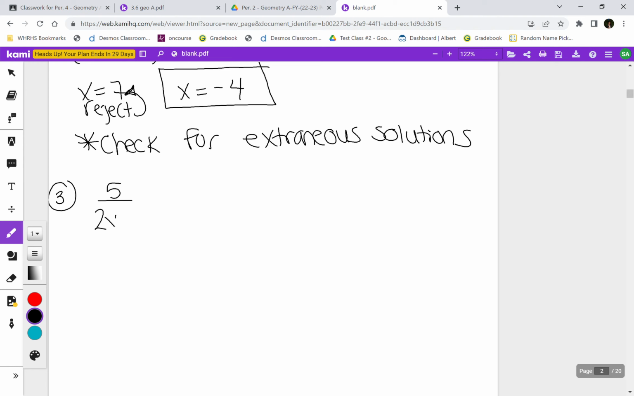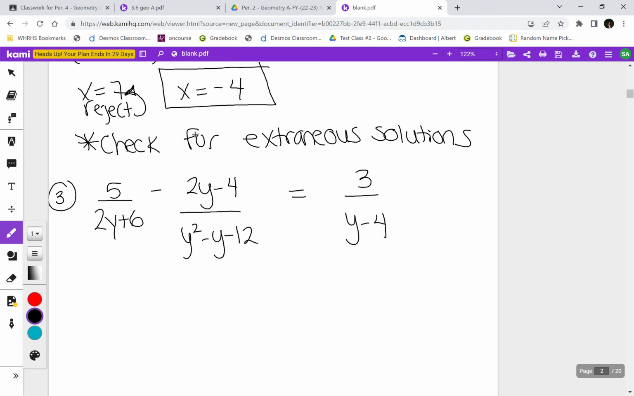So 5 over 2y plus 6 minus 2y minus 4 over y squared minus y minus 12 equals 3 over y minus 4. I want us to solve for y. We agree this is an equation, right? When we're dealing with fractional equations, what is our mid game? It's not our end goal, but our mid game is to eliminate the denominator. How do we eliminate the denominator? We multiply by what would be the common denominator.